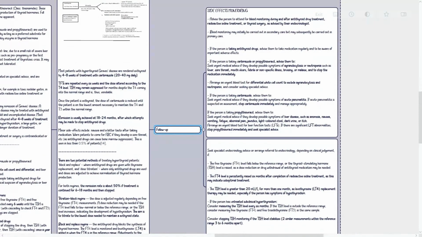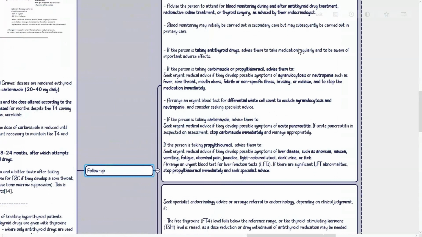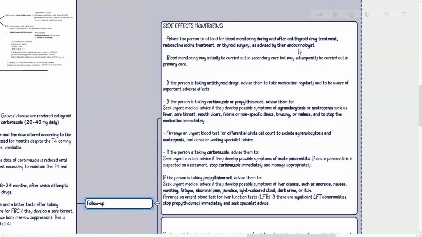If the person is taking antithyroid drugs, advise them to take medication regularly and to be aware of important adverse effects. If the person is taking carbimazole or propylthiouracil, advise them to seek urgent medical advice if they develop possible symptoms of agranulocytosis or neutropenia such as fever, sore throat, mouth ulcers, febrile or nonspecific illness, bruising, or malaise, and to stop the medication immediately. Arrange an urgent blood test for differential white cell count to exclude agranulocytosis and neutropenia, and consider seeking specialist advice.